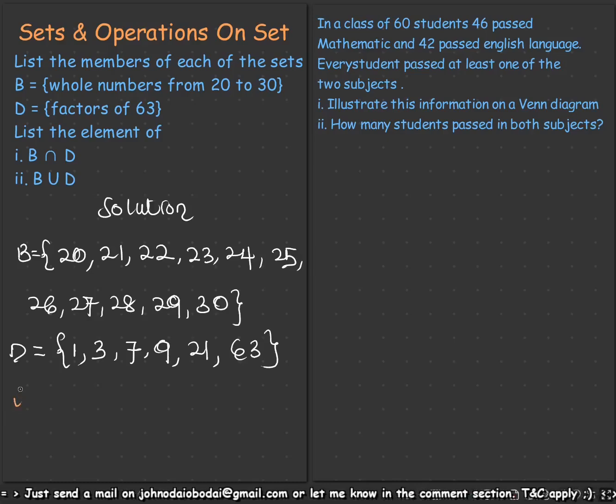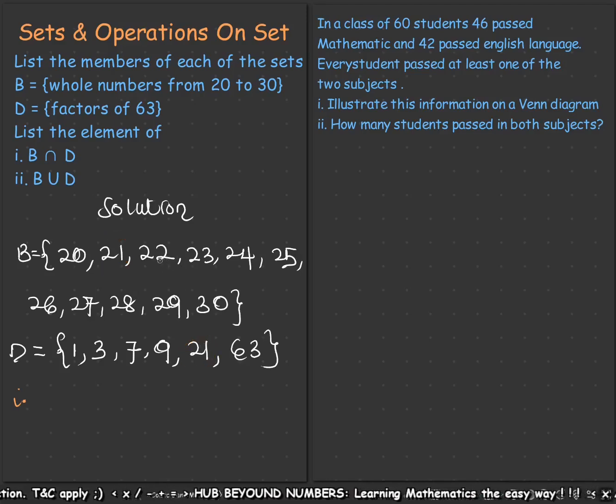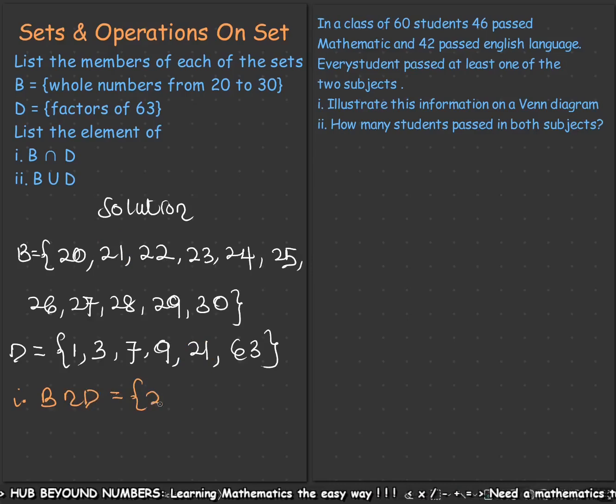B intersection D. And we have said in our tutorial lessons that intersection simply means what you have in both of them, what you have in both sets. So if you look at it carefully, it is just 21 that occurs in both sets. So hence, we can say our B intersection D is what? 21. It has just one element.